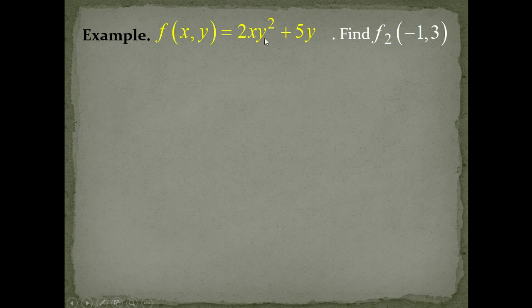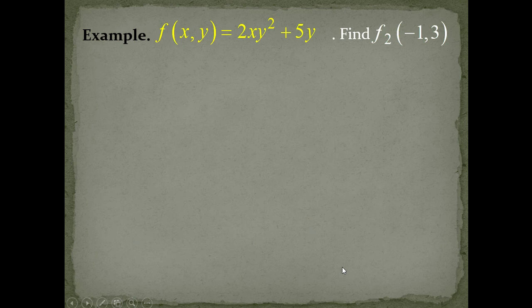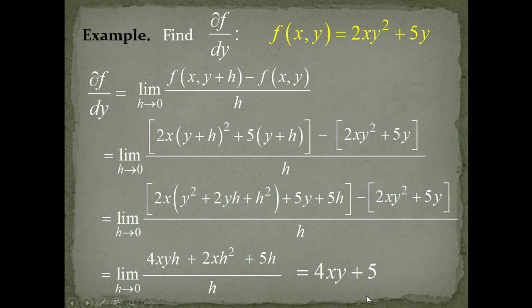F2 means you have to find the derivative of this with respect to y, which is 4xy plus 5. Then after that, you substitute the values of x and y. So minus 1 and 3, you substitute into the result here, and then you'll have the final answer.